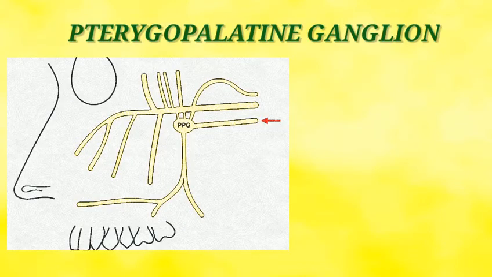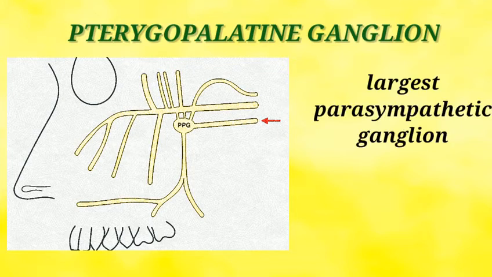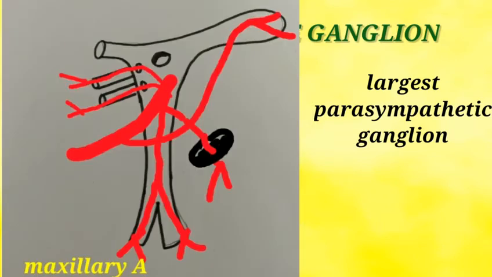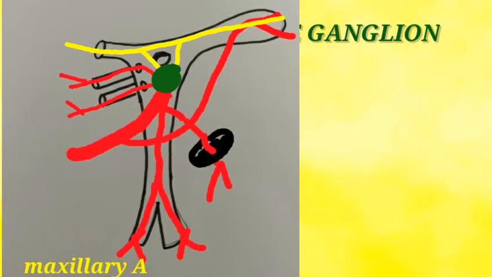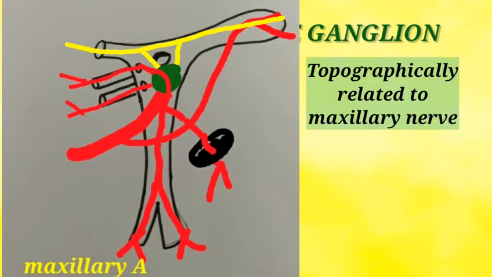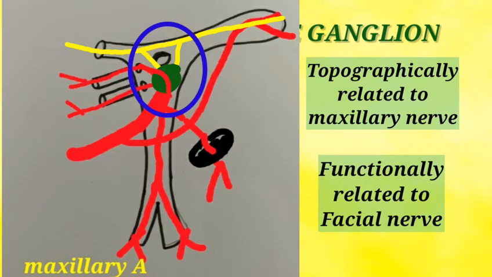Pterygopalatine ganglion. This is the largest peripheral parasympathetic ganglion present in our body. The location of this ganglion, we already knew. It is present in the deeper part of the pterygopalatine fossa, lateral to the sphenopalatine foramen and below the maxillary nerve. It is placed between the pharyngeal artery medially and the artery of the pterygoid canal laterally. The ganglion is topographically connected to the maxillary nerve through its two roots. That means it is physically connected to the maxillary nerve, but functionally it is related to the facial nerve, which relays its branches into the ganglion.